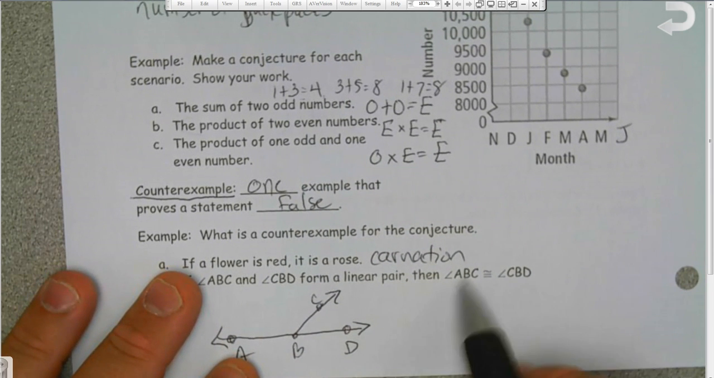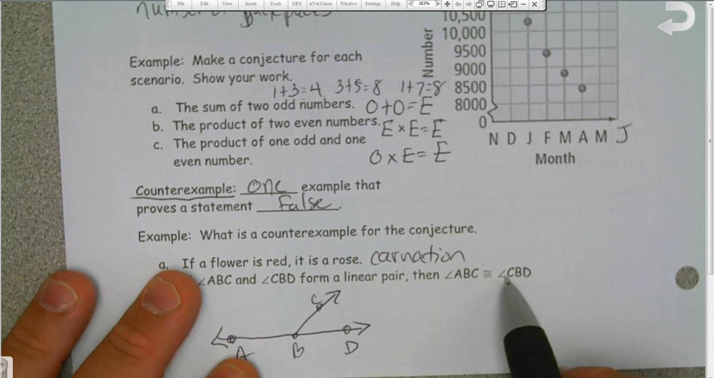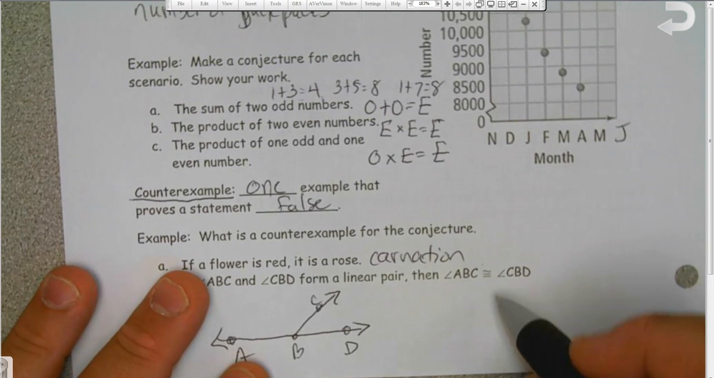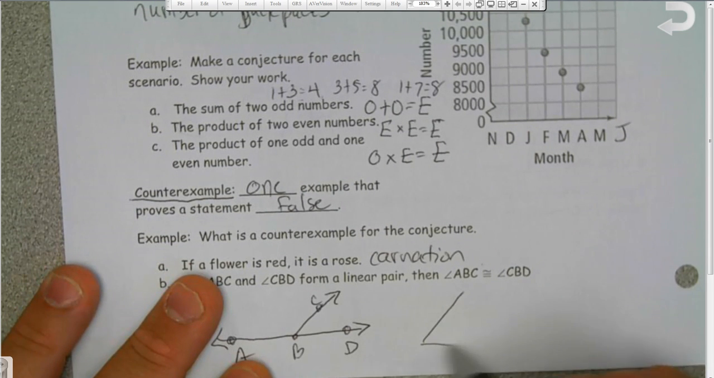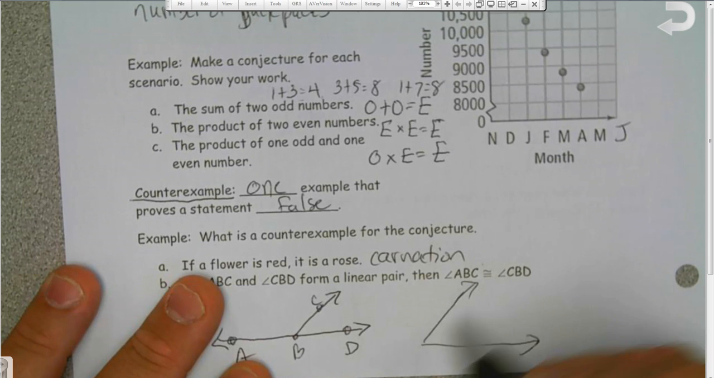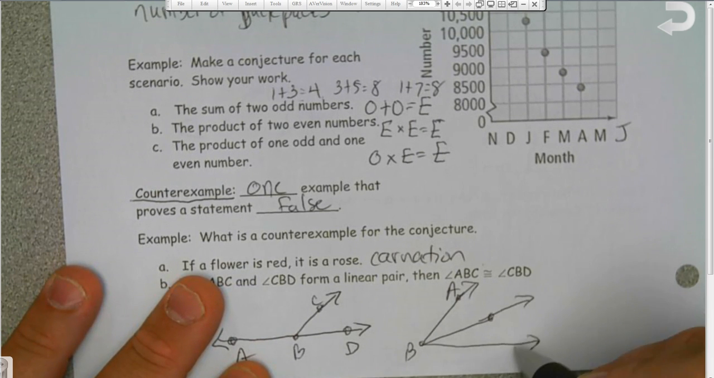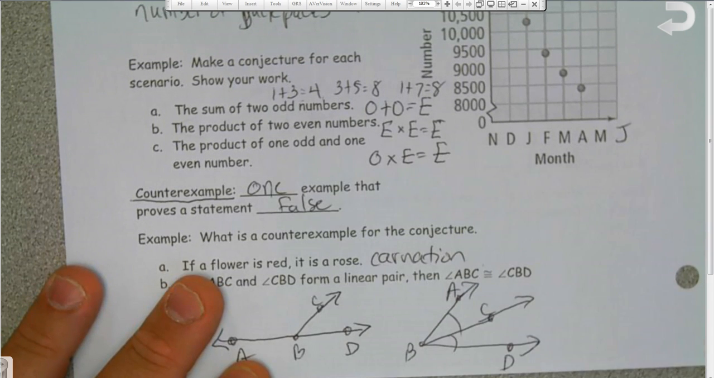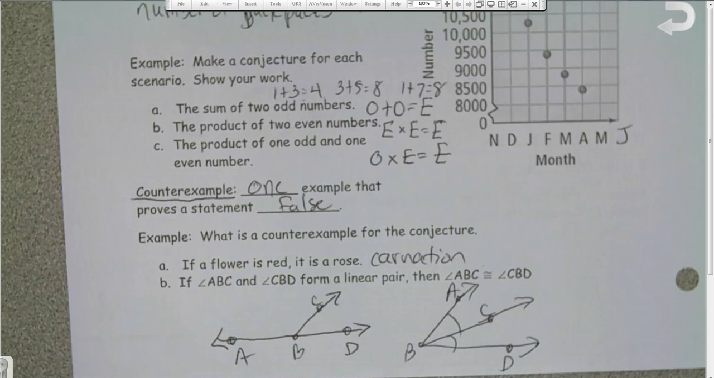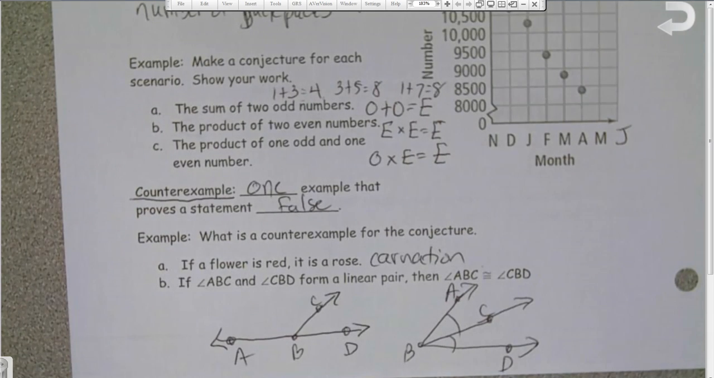Now let's go to the idea of, okay, well, only angles that are congruent form linear pairs. Is ABC congruent to CBD? Yes. Is it a linear pair? I think we can definitively say that no, it is not a linear pair.